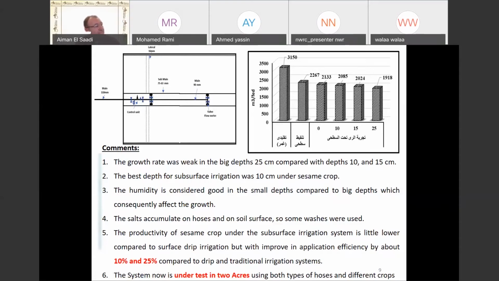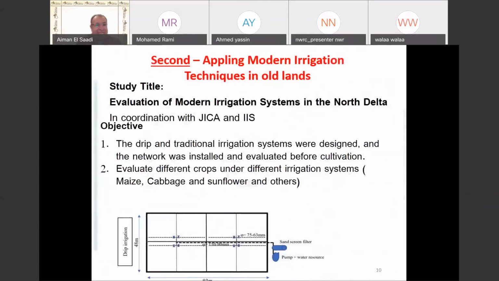There's 2 types of hoses actually now under test. One is drip under the surface, and one is leaching from such pipes under the surface. Because we need to advise farmers and users what is the best such hoses and techniques suitable for their land. Maybe this one is good for heavy soil, and one is better for light soil, and so on. That's why it is now under test, and we are very close with the irrigation improvement sector.